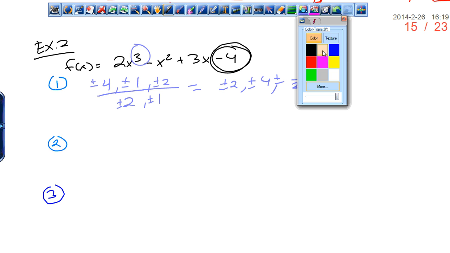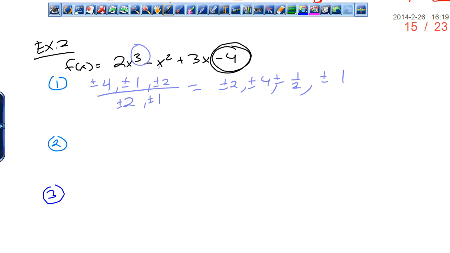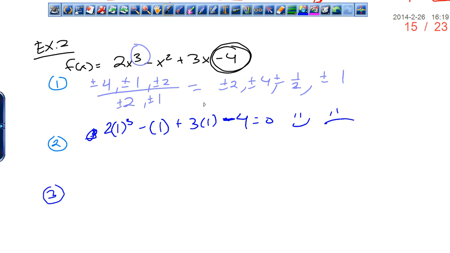Our second step was to try one of those numbers and see if they work. So take 1 and put it in, and let's see if it equals 0. If it equals 0, then we're happy and we can do synthetic division. If it doesn't equal 0, then we're sad and we have to try another number. So it's going to be 2 minus 1 plus 3 minus 4. Sure enough, that equals 0, so we are indeed happy.